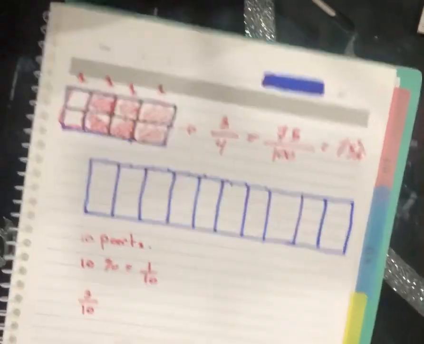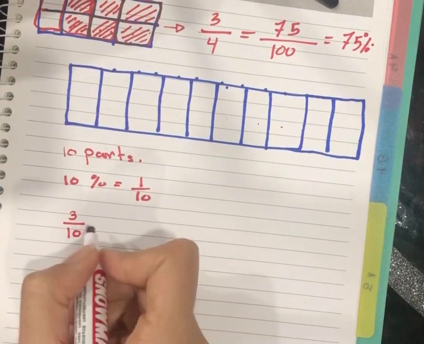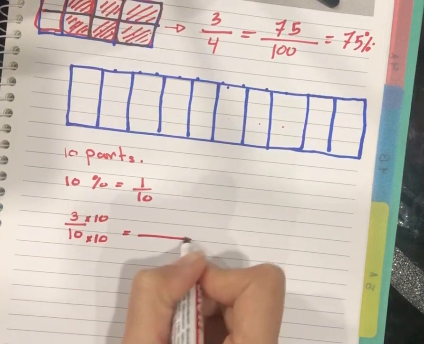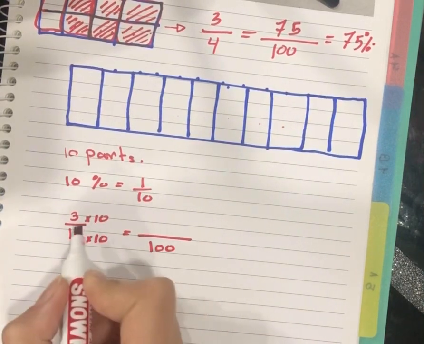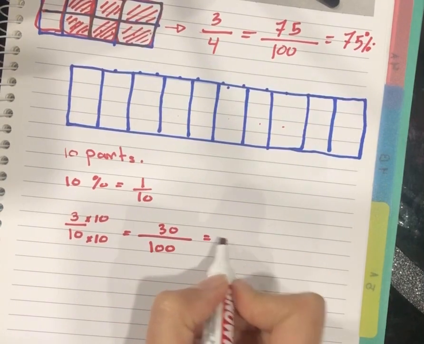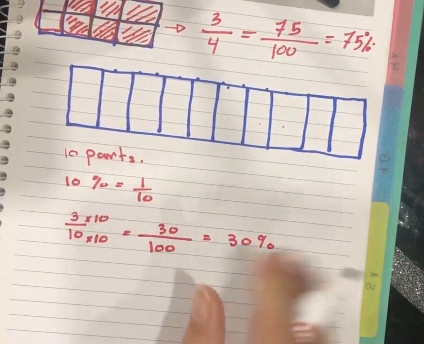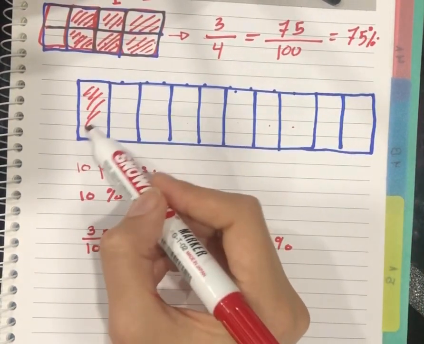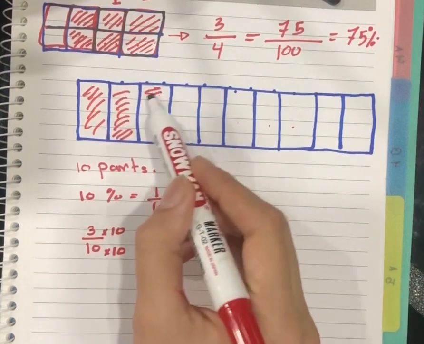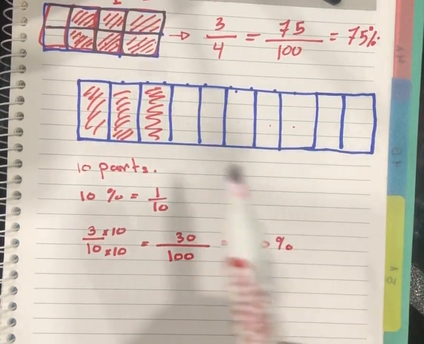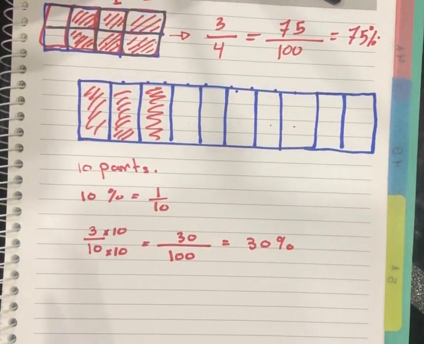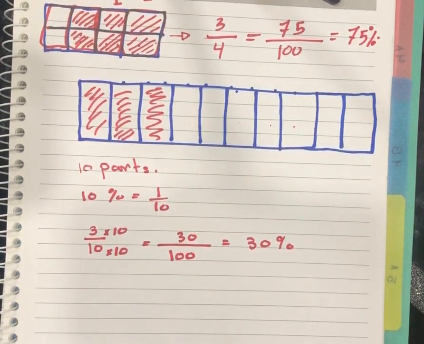Let's see. I will say 3 multiplied by 10 and 10 multiplied by 10 to turn my denominator into 100. So 3 times 10 will be 30, which will be 30%. So in order to shade 30% out of this rectangle, I will need to shade 3 squares. Or you can say one part is 10%, so 10%, 20%, 30%. And that goes on for whatever percentage he wants you to shade.